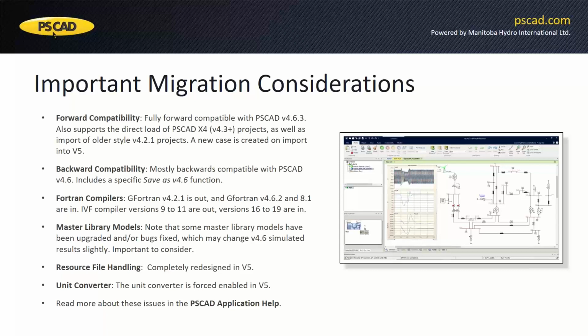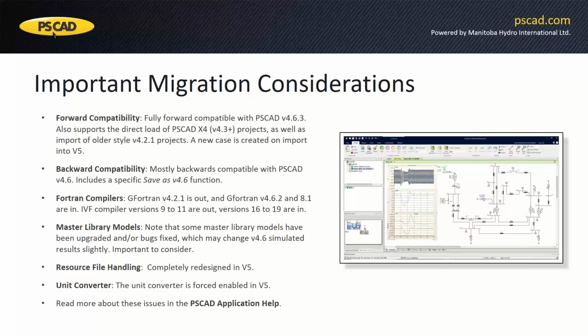In terms of Fortran compilers, we're tossing out version 4.2.1 of the G-Fortran 95 compiler and replacing it with a better version, version 4.6.2, and an even better version than that, G-Fortran 8.1, which comes in both 32 and 64-bit formats. For the Intel compilers, we're removing support for versions 9 to 11 and adding versions 16 to 19.